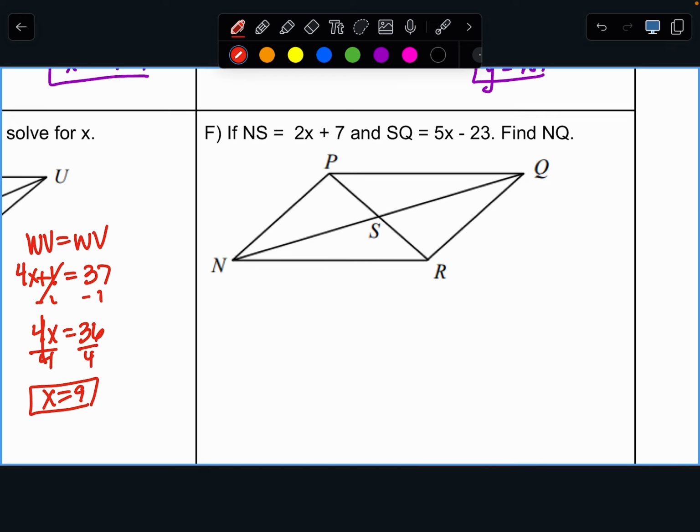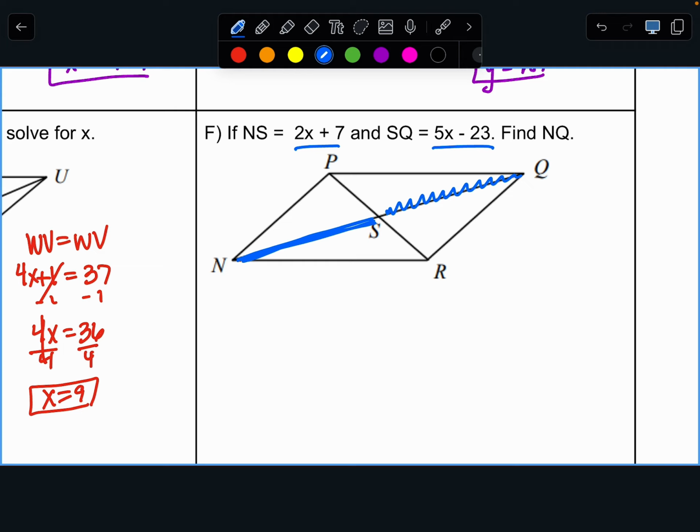So now what do we do? This time I give you two expressions. You have to label them. So here's NS. And here's SQ. What does that mean I do with these two expressions? What do I do with those two expressions?